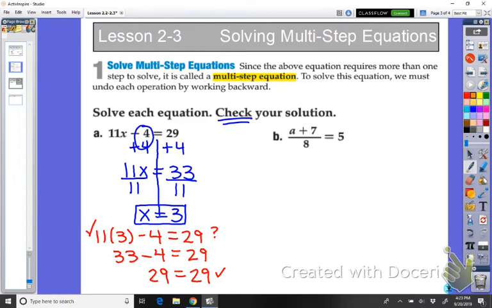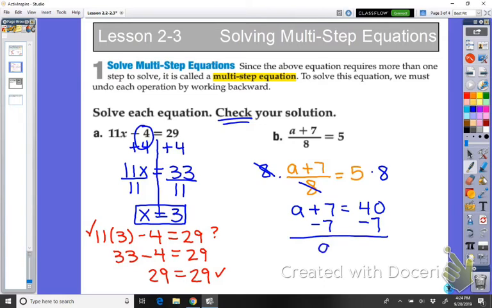Letter B, a plus 7 divided by 8 equals 5. The last thing that was happening was division by 8, so we're going to undo that with multiplication. I'm going to rewrite the problem here. To undo the division by 8, we're going to multiply both sides by 8. These 8s cancel each other out. You're left with a plus 7 is equal to 40. And instead of adding 7, we're going to take away 7 from both sides. And a is equal to 33.